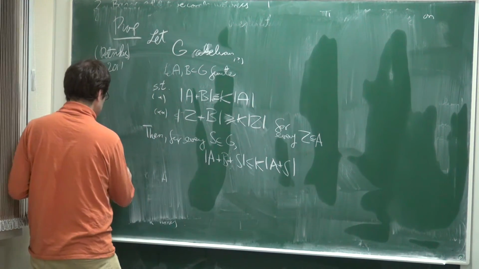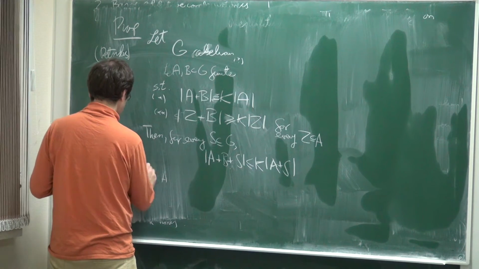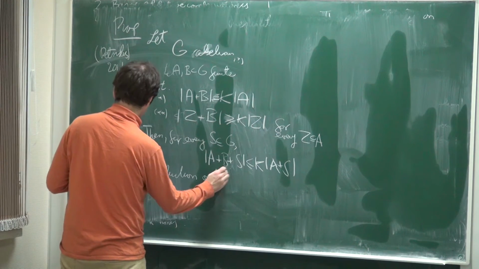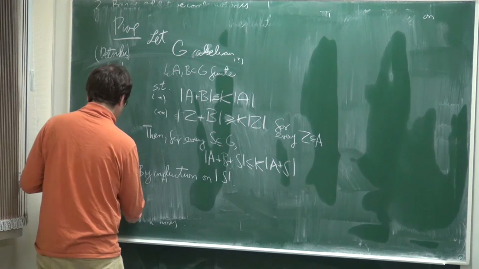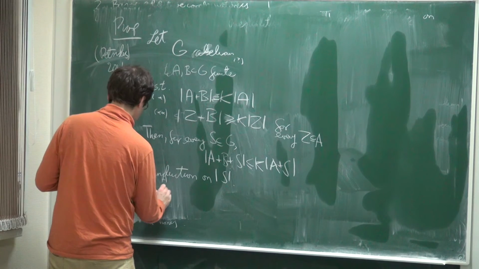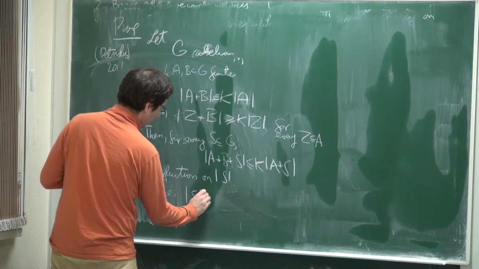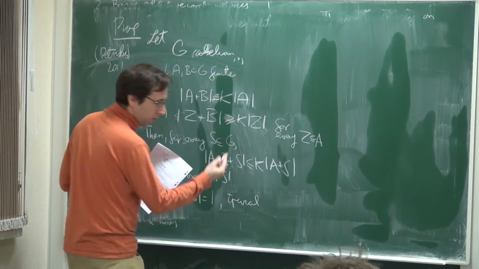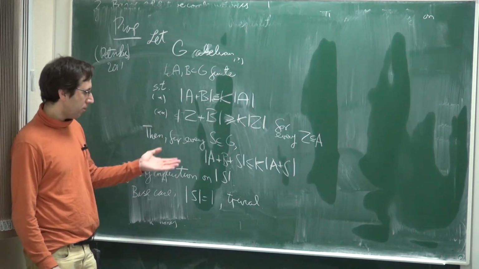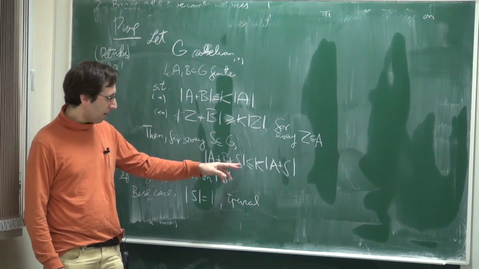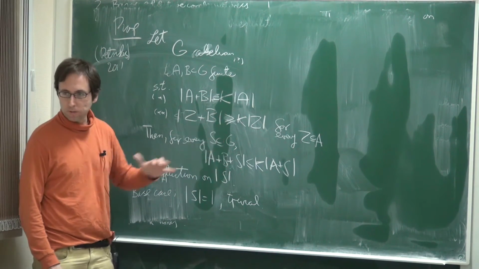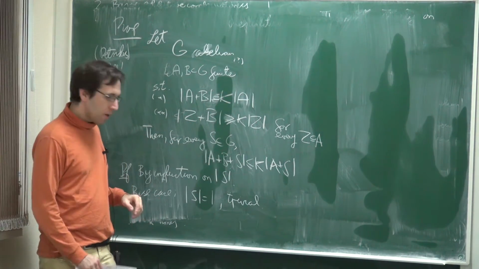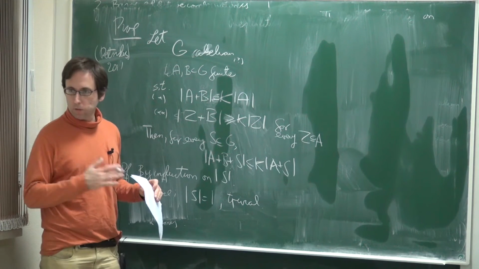So the proof is by induction on S, on the size of S. So base case is when S has one element. And this is trivial. You just do it. If S has one element, you have that the size of A plus B plus S is the size of A plus B. You are just shifting the set. And that, by assumption, is K times A. So you are done. So is the terminology clear? Base case and inductive step?